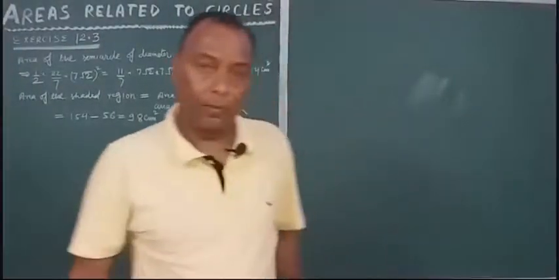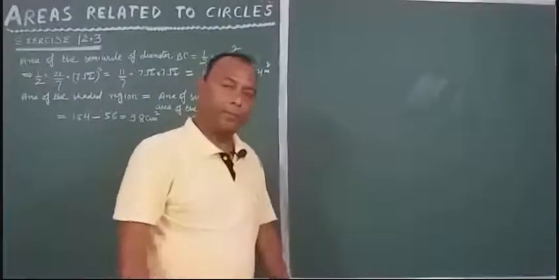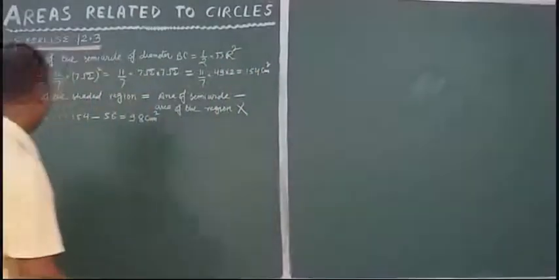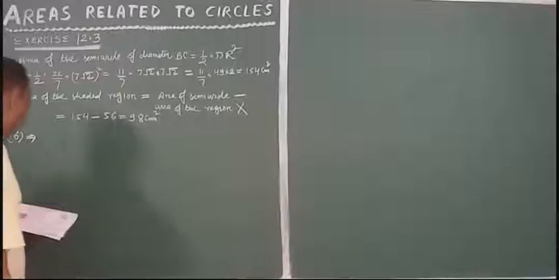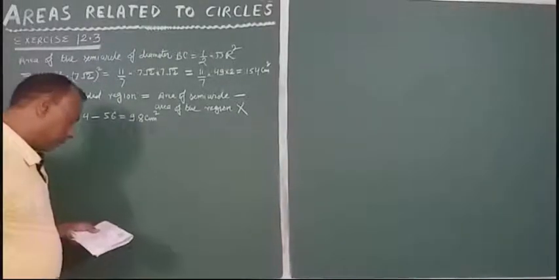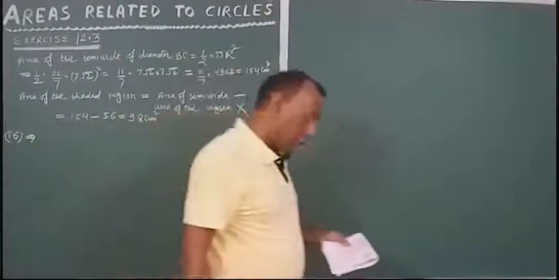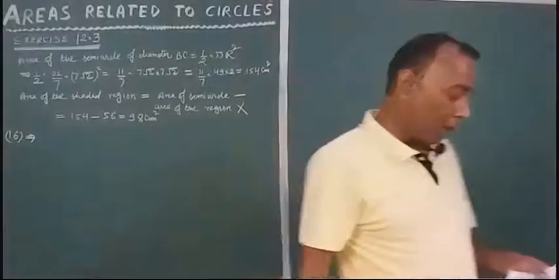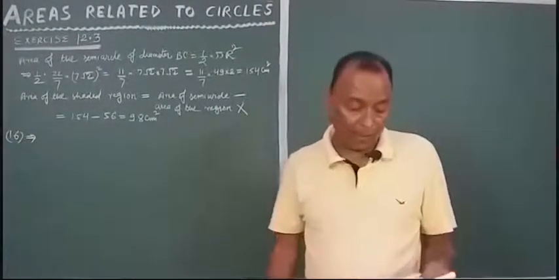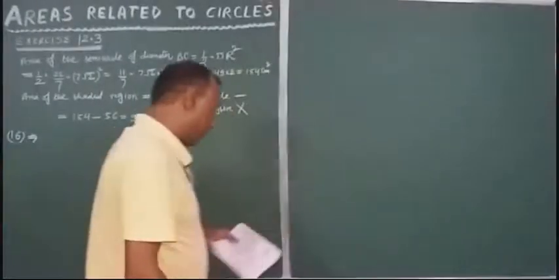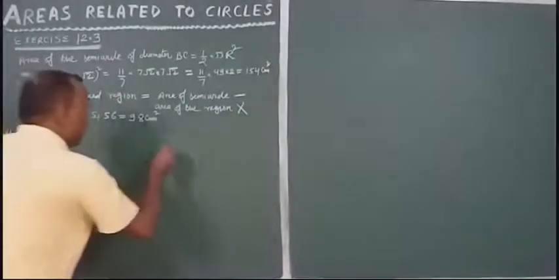Now this is the last question of this exercise. That is question number 16. Question is this, calculate the area of the designed region in the figure common between the two quadrants of the circles of the radius 8 centimeter each. Okay, this you are given.